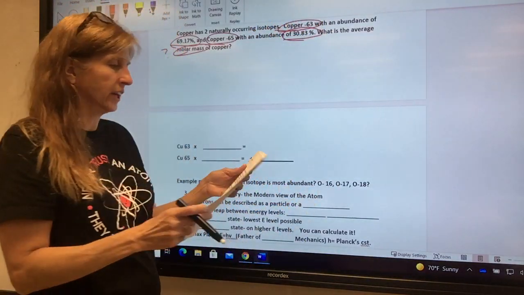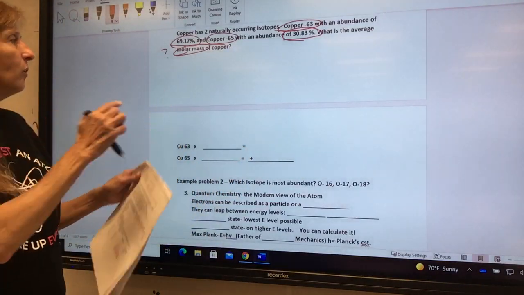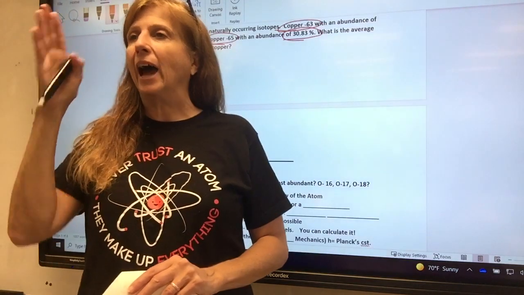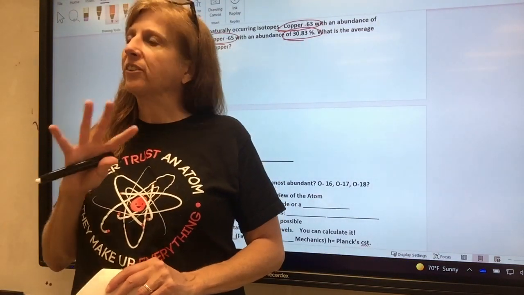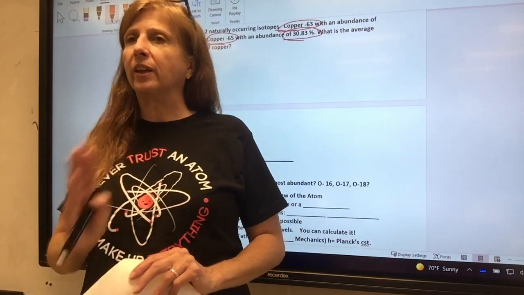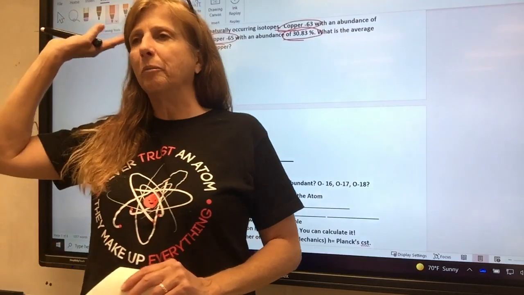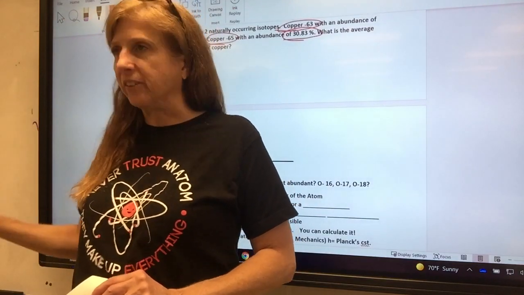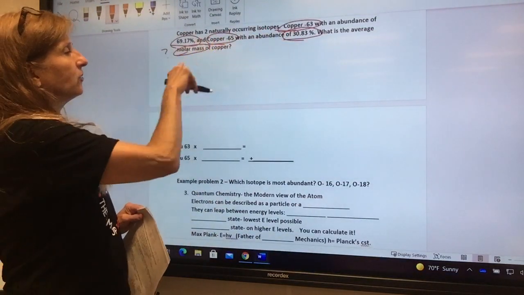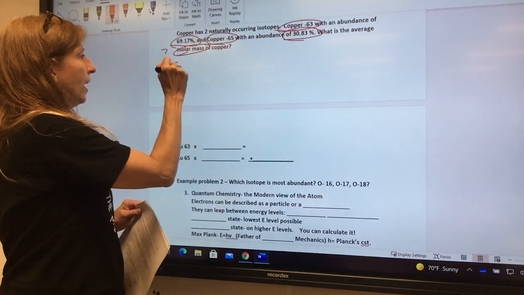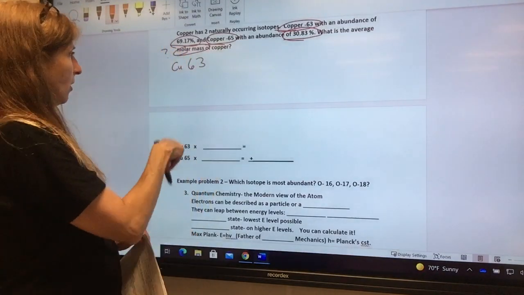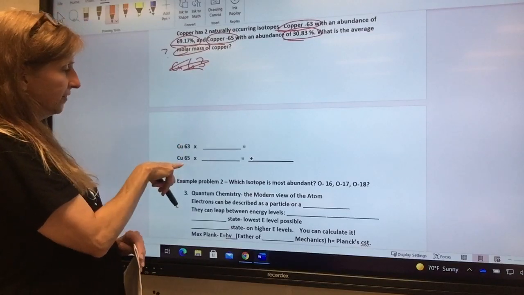Okay. So this is how I want you to do it. I want you to list the isotopes vertically. I'm going to be very picky about how you do the problem because this is going to lead to other problems that are more complicated. And if you do this the way I want you to now, it will make the harder problems later easier. So that's why I'm picky, not just to be mean. All right, so first, list your isotopes. Our 2 isotopes are copper 63 and copper 65.